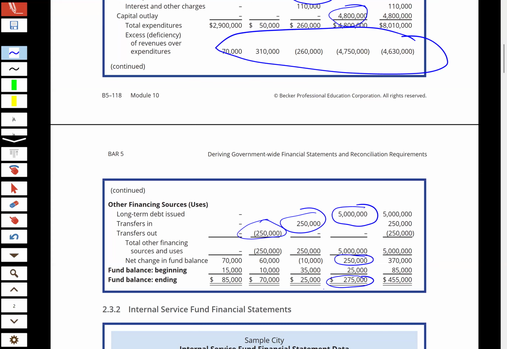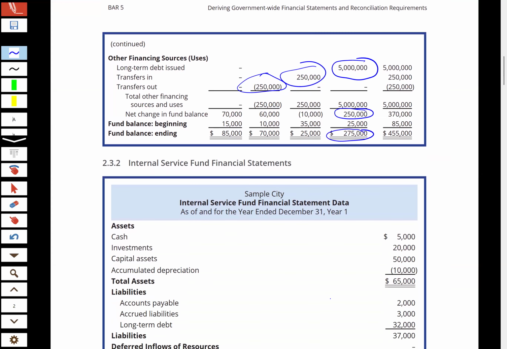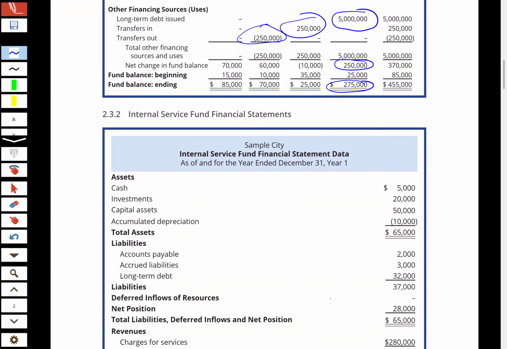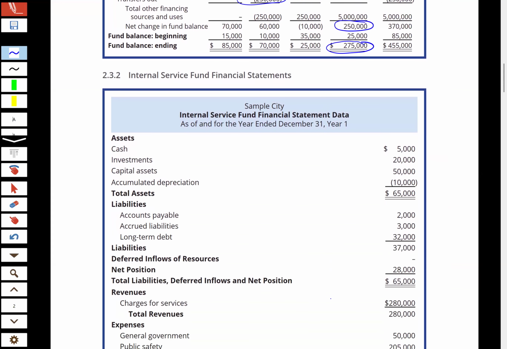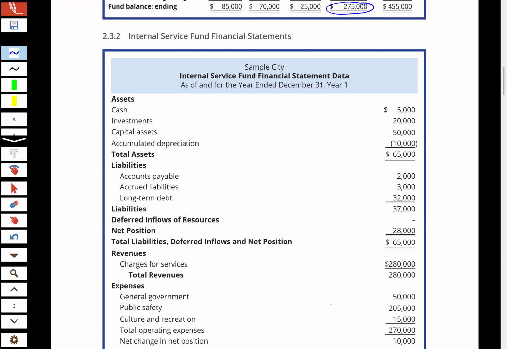Okay, so we've been working with this. Then we got to our proprietary funds. We're not going to talk about the enterprise fund here tonight, guys, because it simply would be what? An adding up of columns across the various enterprise funds, and then that would all be consolidated into the business-type activity column on our government-wide statements. So we really don't need to spend much time with that.